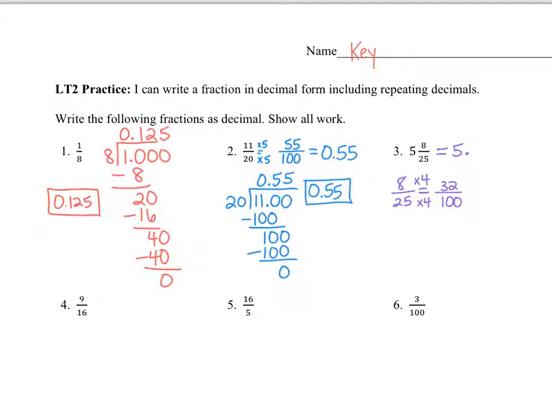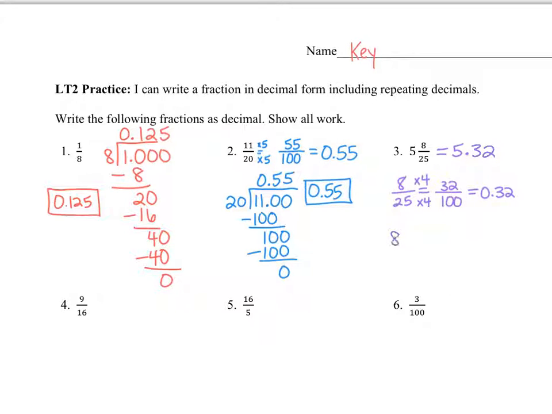So read that number, 32 hundredths. So that's 0.32 as a decimal. But since my number was 5 and 8/25, my number's 5 and 32 hundredths. So your final answer would be 5.32.